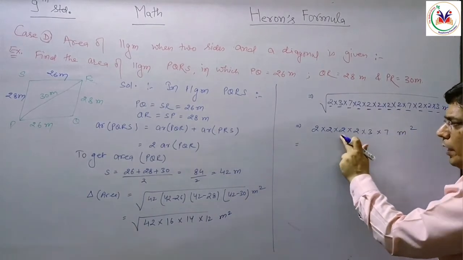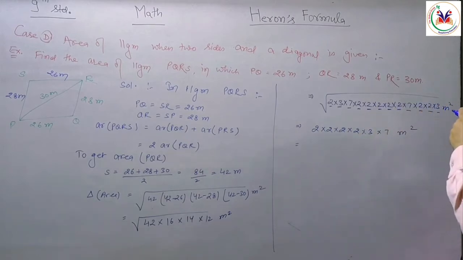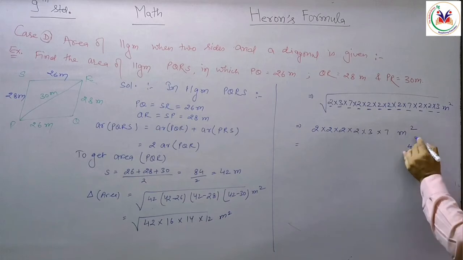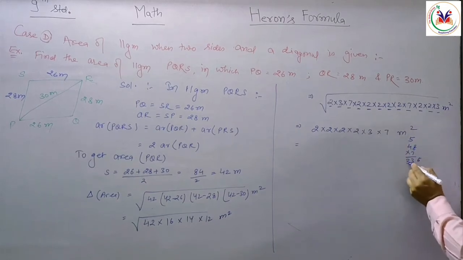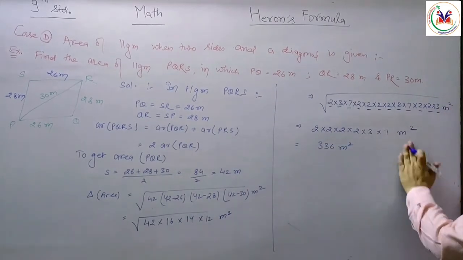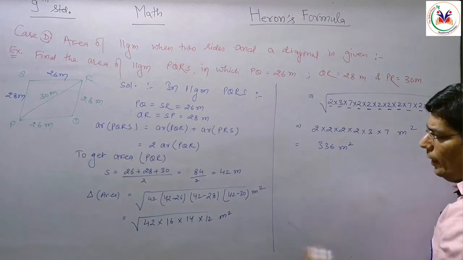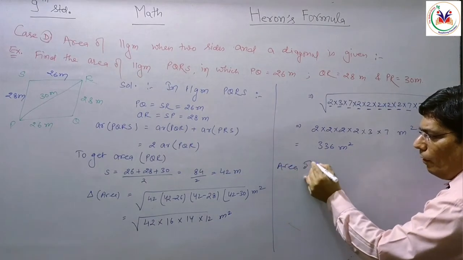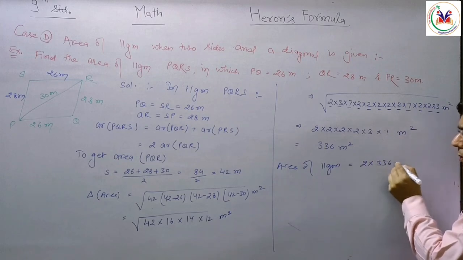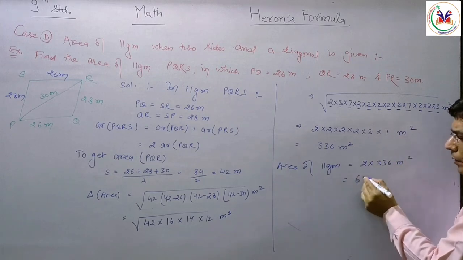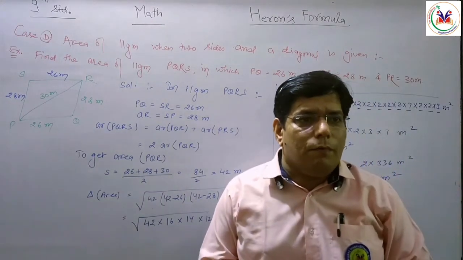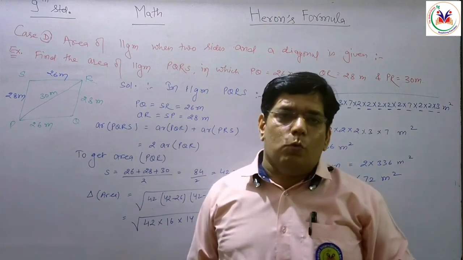2 to the 4, 4 to the 8, 8 to the 16, 16 into 3, 48, and 48 into 7, 336 meter square. Now, so area of parallelogram equals to 2 into 336 meter square, that will be 672 meter square. That will be the required area of parallelogram PQRS.